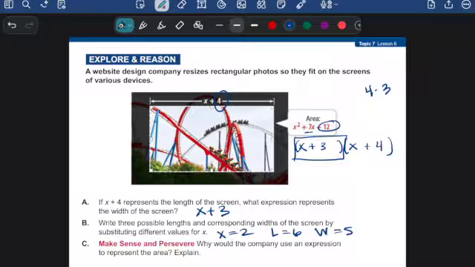Why would the company use an expression to represent the area? Well, the area of the image could change depending on the device, whether it's on a phone screen or a tablet screen or a computer screen. So maybe they want to have different options for the size of the image.